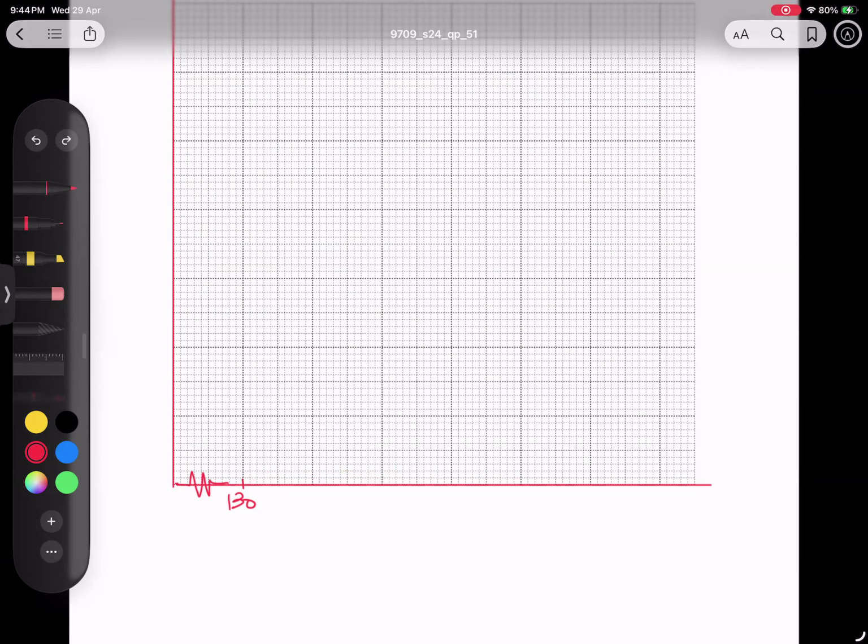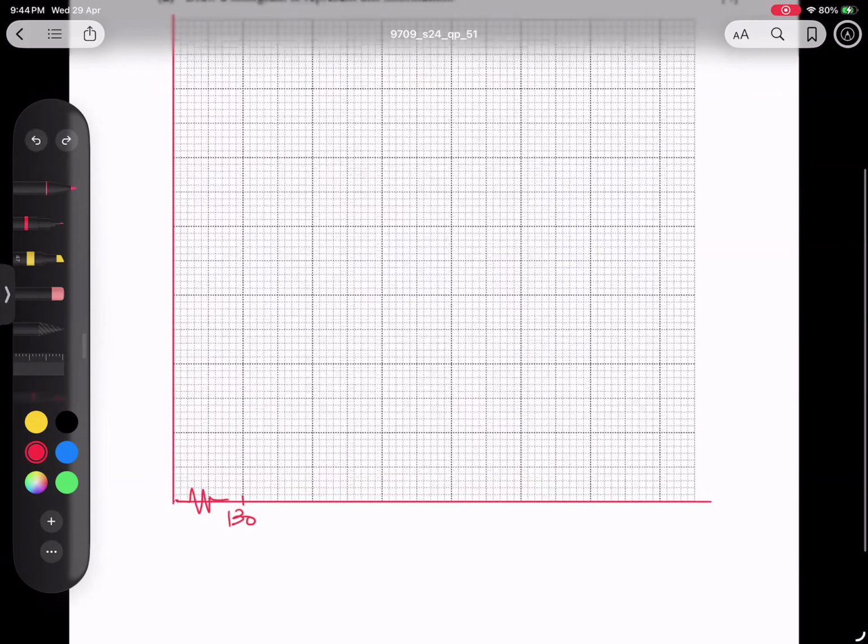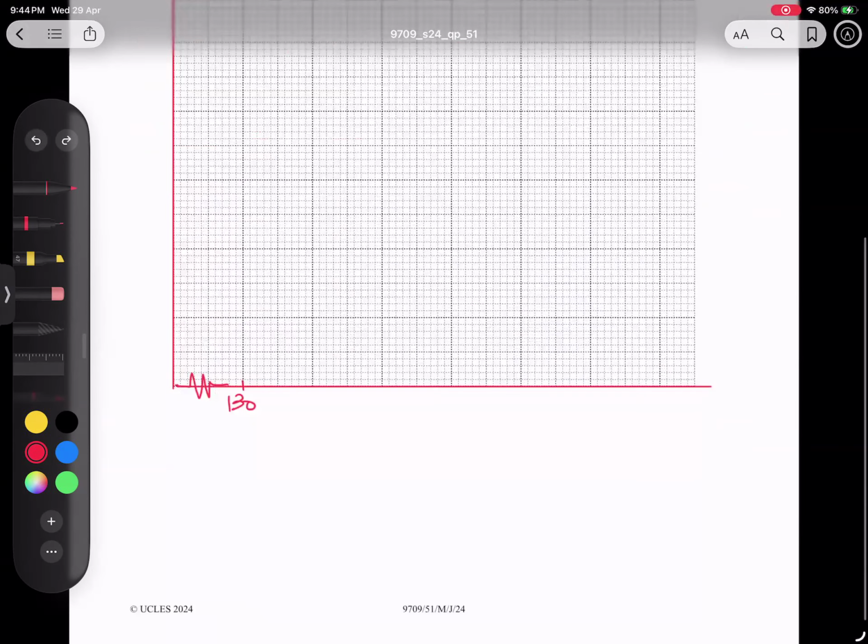Wait a minute, let me check. 30, 40, 50, 60, 70, 80, 90. Correct. All are coming in range. And let me check 90. Yeah, 95. So it is correct. Okay, so I'm writing here 140, 150, 160, 170, 180, 190, and 95 also there.